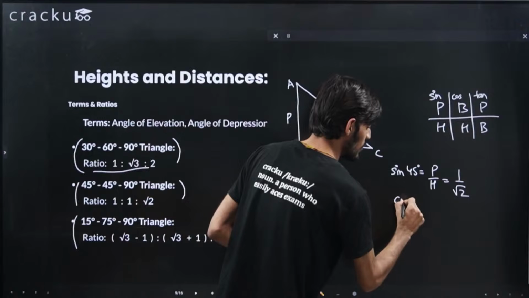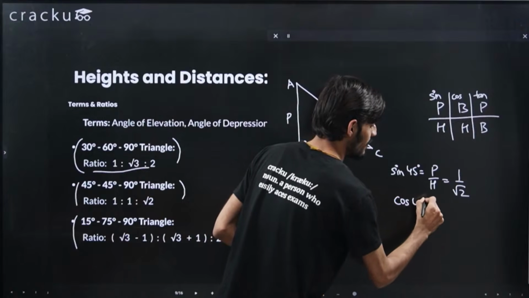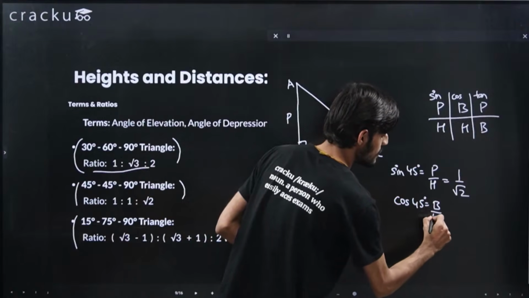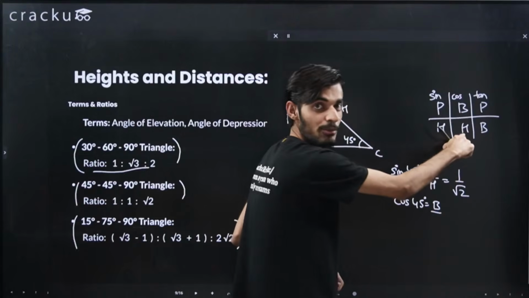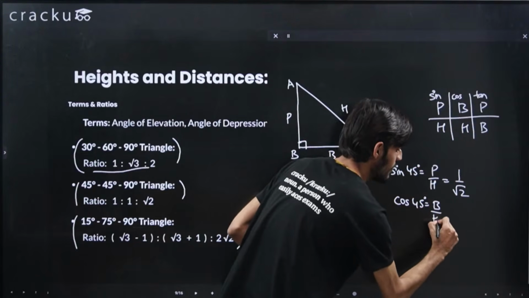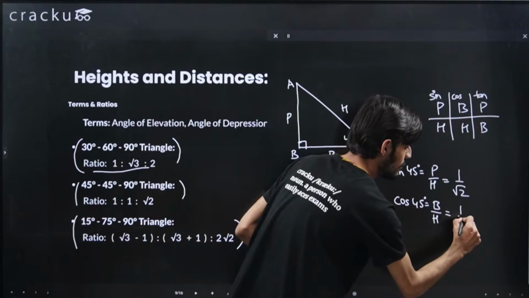And same way you can write for cos also. So cos 45 is equal to base divided by hypotenuse. Base upon hypotenuse is cos. Okay. And of course, cos 45 is also equal to 1 by root 2.